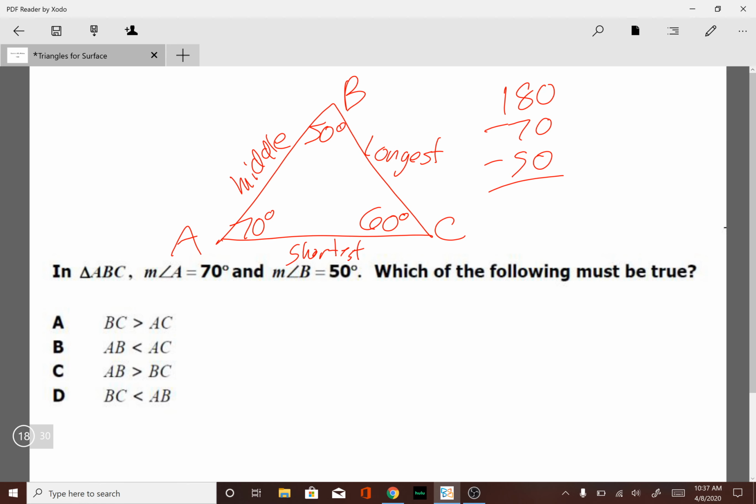So which of the following must be true? BC is greater than AC. That one would be true. So we can start off there. Let's make sure that the others are wrong at least. AB is less than AC. That's the middle one. That's the shortest one. So no, AC is actually less than AB. AB is greater than BC. Well, that's the middle one. It's not greater than the longest one. And BC being less than AB. We know BC can't be less because BC is the longest side.